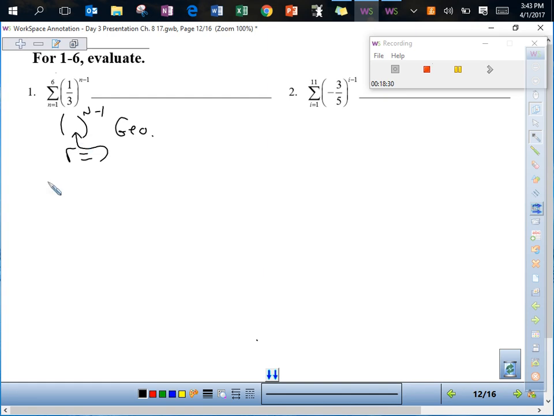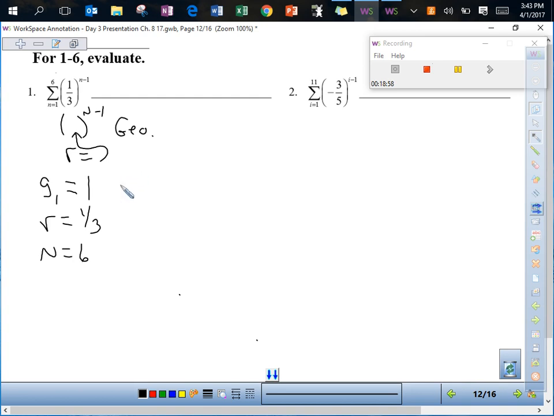But just to kind of show you what we're going to have going. In this case, I need G sub 1. So plug in 1. 1 minus 1 is 0. 1/3 to the 0 is 1. I need my r value. Well, my r value is 1/3. And I need my n value, which is 6. Now, pause the video after we set this up and make sure you can run it through correctly.